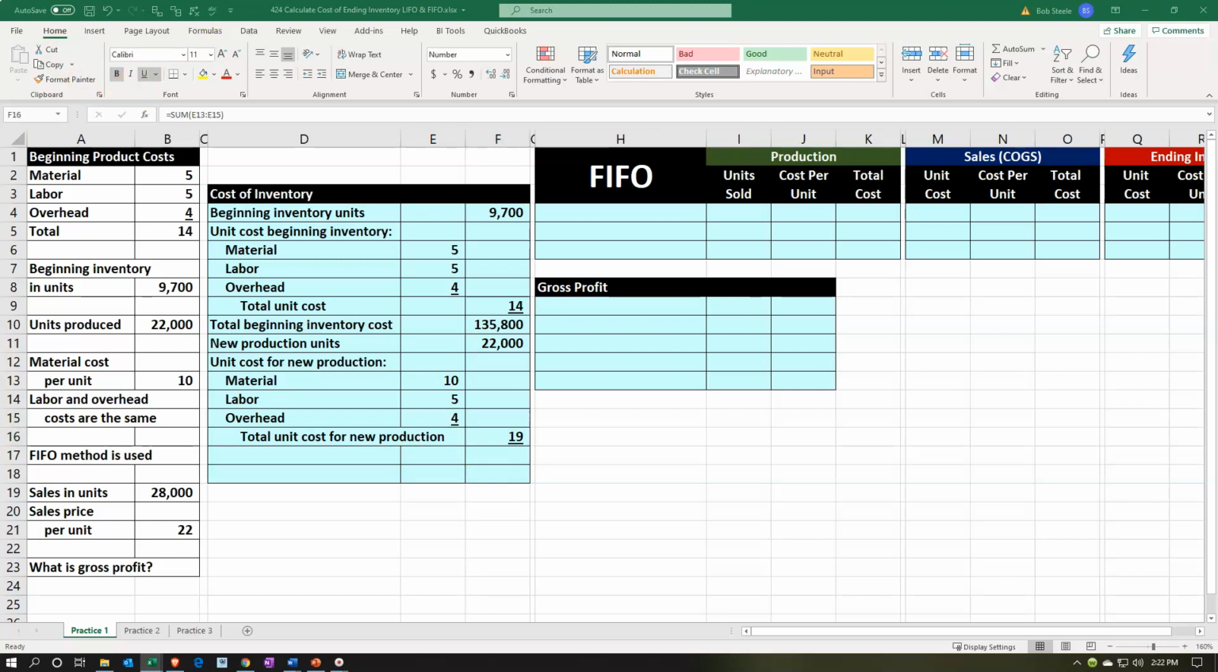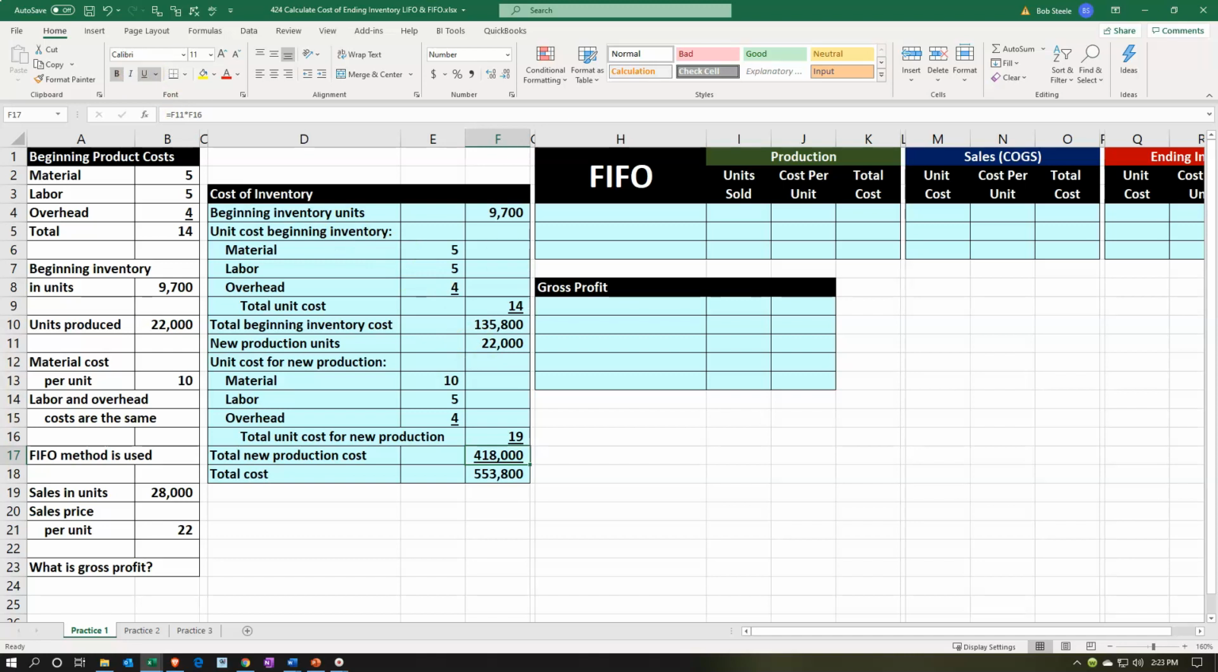Let's calculate the total new production cost for the new products. And that's going to be equal to the 22 units times the $19. So the total cost for the beginning units equals the beginning units, that 135.8, and the new units, which is F10 and F17, is going to be that 553.8. Let's put an underline here, home tab font underline. So that would be the units that are available during the time period.